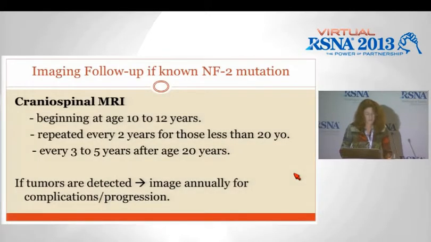So when a patient has an NF2 mutation, cranial spinal MRI is performed beginning at the age of 10 to 12 years, and it's repeated every 2 years for those who are less than 20 years old, every 3 to 5 years when the patient is over age 20. If tumors are detected, they are imaged annually for complications or to assess progression.